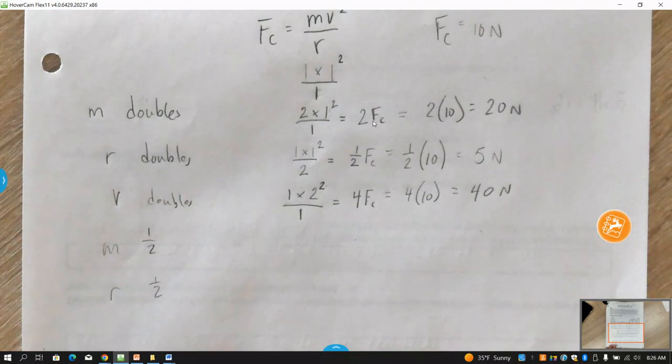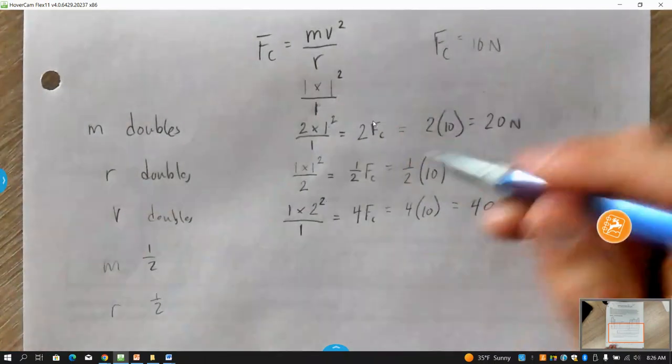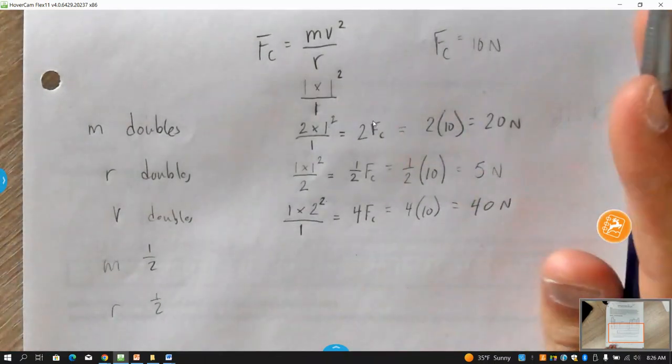So just based off of those 3 variables in the equation, which one affects the centripetal force the most? V. Why? Because it's squared. So it's going to have the most drastic effect on it.